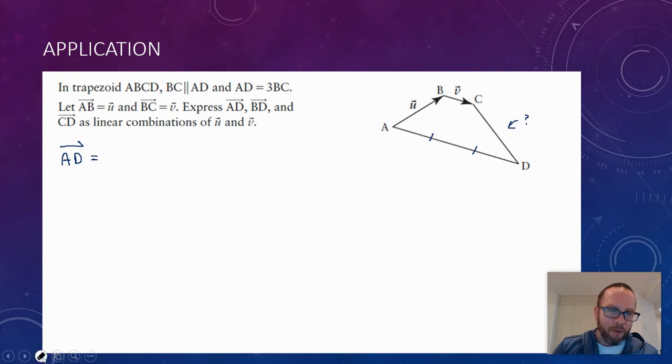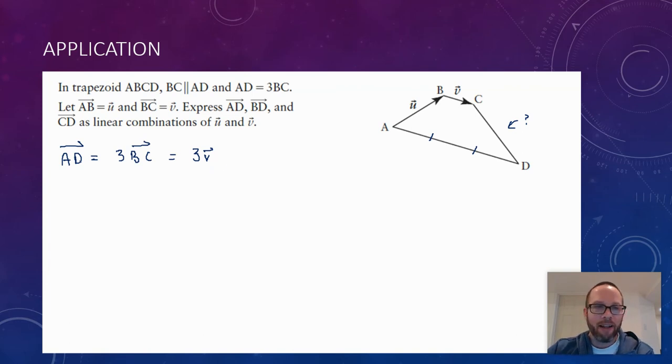But we actually had information about AD, and we're going to make use of that instead. AD is 3 times BC. And we're told that BC we're calling vector V. So AD is just 3 times vector V. And that's our linear combination. It doesn't wind up being a combination, it's just one term. So yeah, forgive me there. That one was a lot easier than I made it out to be.